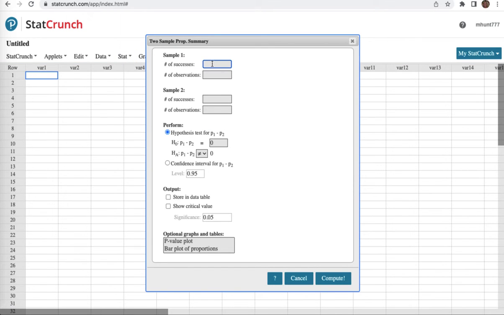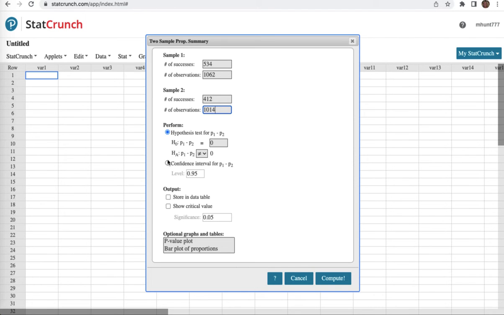Women are probably more likely to have arthritis than men, so I'm going to enter the information for the women first. In the sample of women, 534 out of 1,062 had arthritis. In the men's sample, we had 412 men with arthritis out of 1,014 men in the sample.